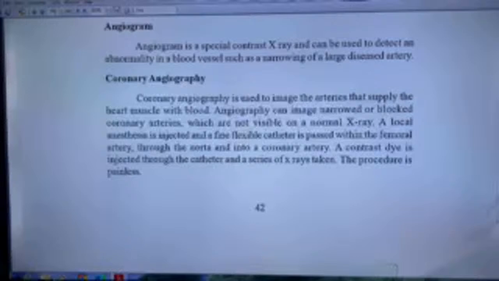Angiogram, X-ray, can be used to detect an abnormality in blood vessels, such as narrowing of a large diseased artery. Coronary angiography. Coronary angiography is used to image the arteries that supply heart muscle with blood. Angiography can image narrowed arteries which are not visible on a normal X-ray.